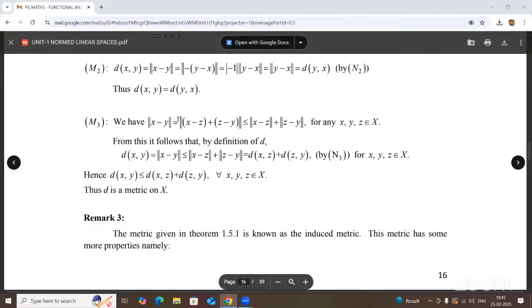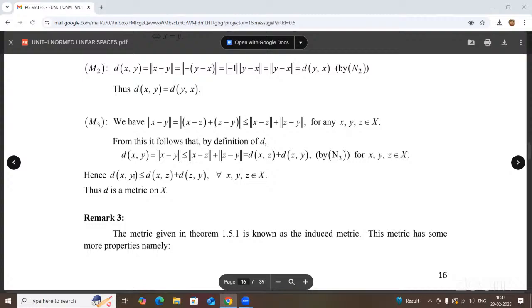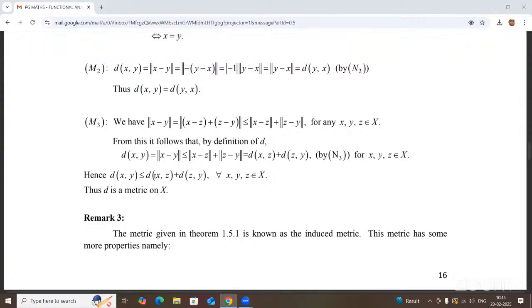From the definition of a metric, we have simply proved that d of x and y equals norm x minus z plus norm z minus y. Norm x minus z means, by the definition, d of x and z, and norm z minus y means d of z and y, by the M3 condition for x, y, z in the capital X. So finally, d of x and y cannot exceed d of x and z plus d of z and y. That is, d is a metric.